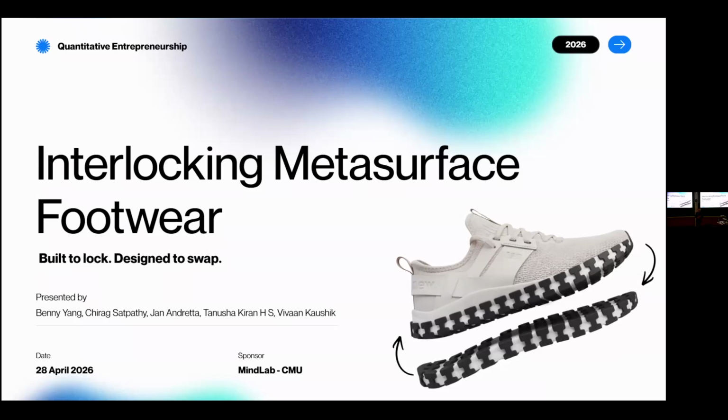So the first that we'll hear from is about interlocking metasurfaces. This comes from Ophelia Bowman's lab. One of the things they develop are these small structures that you can build with 3D printing, that if you make a whole bunch of them, you can make materials mesh together and lock. And you can use that for a bunch of different things. We're going to use it for the applications of shoes where you can flip out the soles.